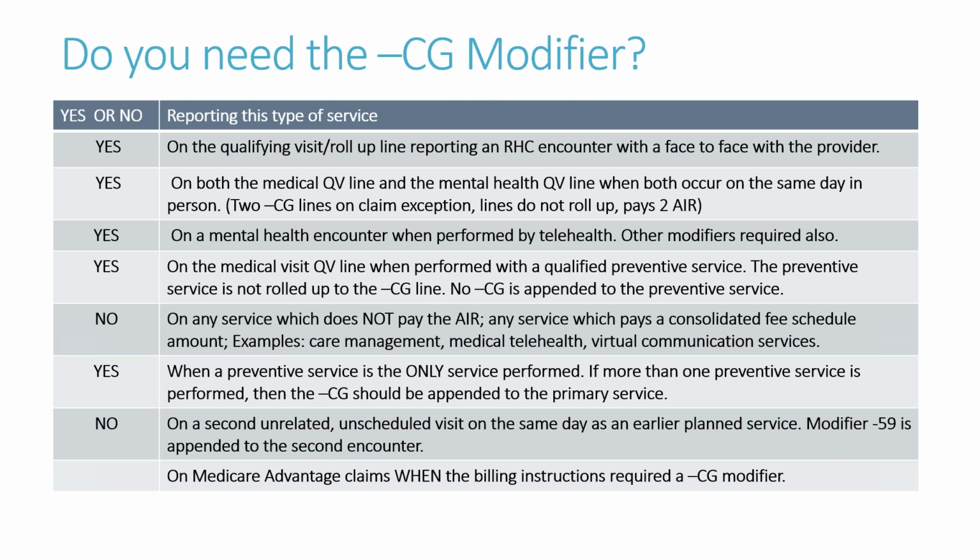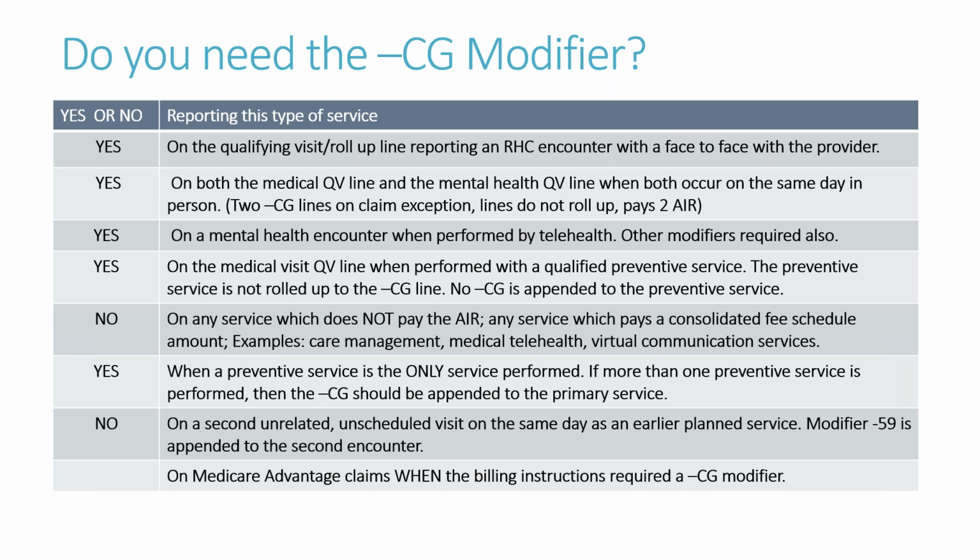I see that I left out the very bottom one on the Medicare Advantage plan. We always have to have one CG modifier on our RHC UB claim, only one. But there are times when we have two CG modifiers, when we have a medical and mental health visit on the same day. When we have a mental health encounter by telehealth, we still need the CG modifier. I wish this was interactive. We could play a question and answer game on this. This is going to go through and give you a scenario and tell you whether you do or do not need the CG modifier.